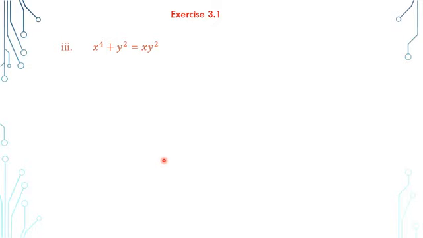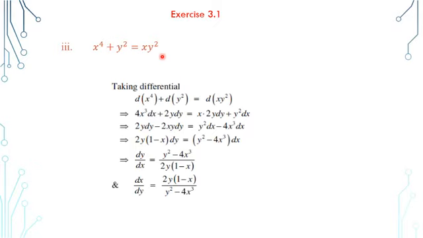The third part is x to the power 4 plus y square is equal to x y square. Taking differential, d of x to the power 4 plus d of y square is equal to d of x y square. D of x to the power 4 means derivative of x to the power 4, which is 4x cube with dx. Derivative of y square is 2y with dy, and here we will use product rule.